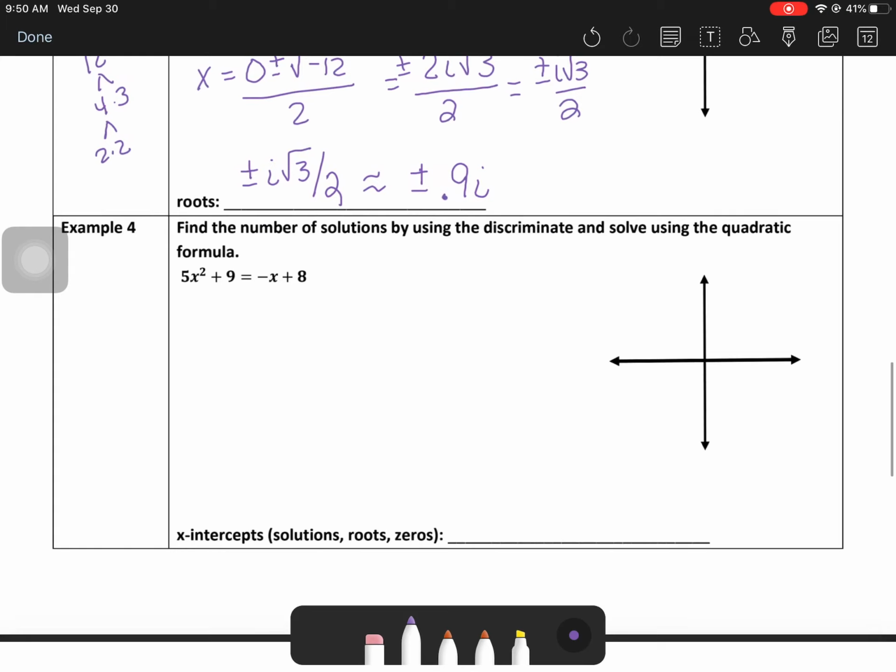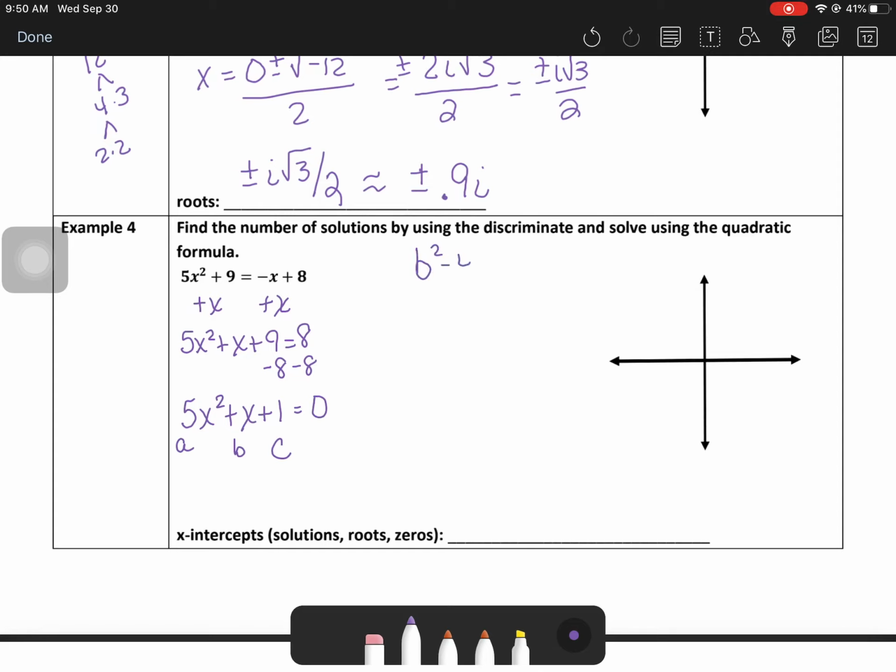All right, in our next example, the first thing we have to do is make sure it's set equal to 0. So we're going to add x to both sides. So we have 5x squared plus x plus 9 equals 8, and then we're going to subtract 8 from both sides. I did this in 2 steps to make sure you understood what I was doing, but I would probably have added x and subtracted 8 at the same time. My a value, my b value, my c value. So let's do the discriminant.